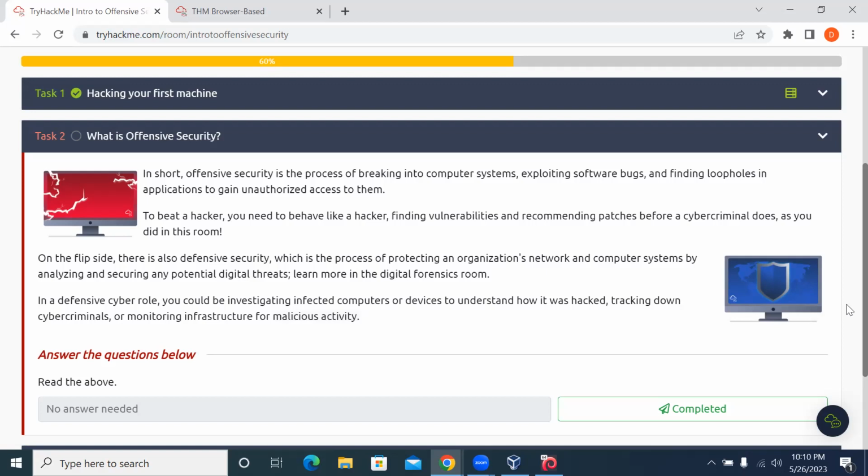Finding vulnerabilities and recommending patches before a criminal does, as we did in this room. Just like we did, we actually hacked, right? But since we are ethical now, you have to do it and then maybe report to the organization to block it before maybe a hacker hacks that or gets access to what we have done, something like this.